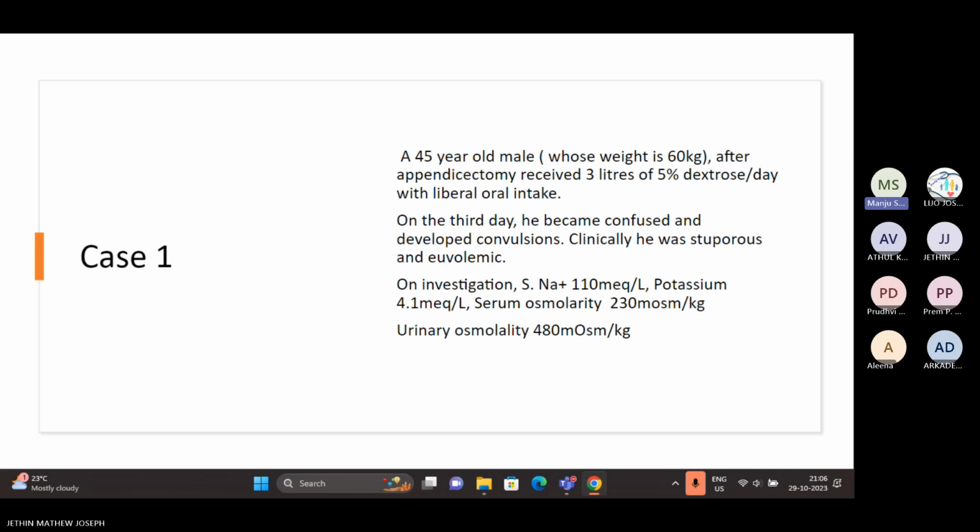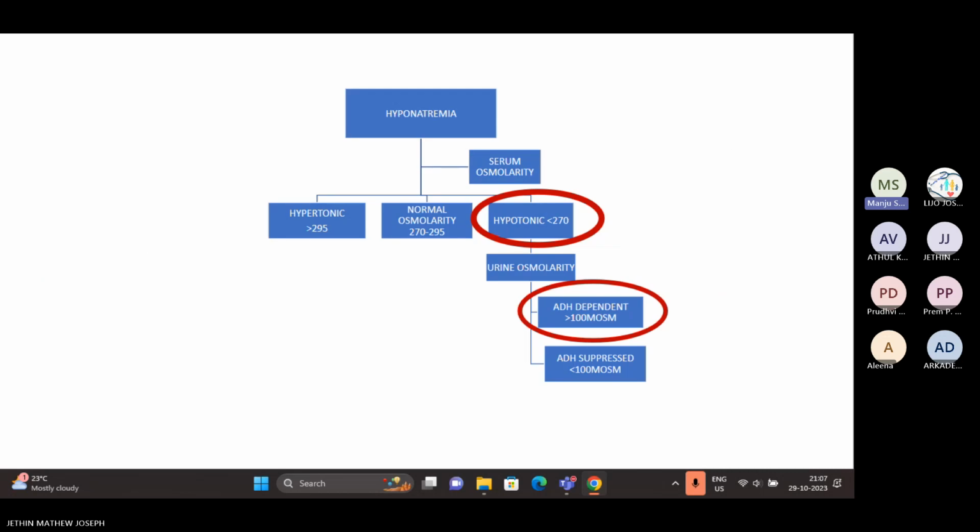A couple of investigations have been given here. You find his serum sodium is low. He has severe hyponatremia. His potassium is normal, and his serum osmolarity has been given to you as well as the urine osmolarity. So going to the flow chart, we know what we have to do. He has severe hyponatremia. He's symptomatic. We're assuming that preoperatively all his lab workup was normal, and so what has developed is an acute hyponatremia, acute symptomatic severe hyponatremia.